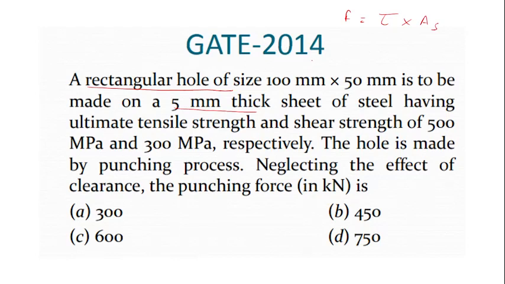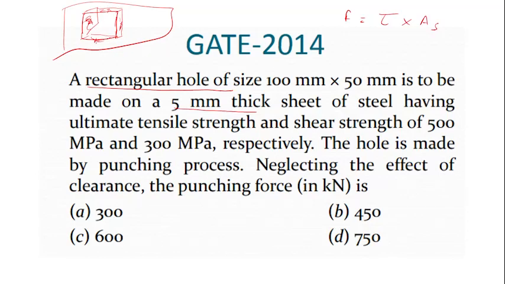So what will be the area of shearing here? Perimeter into thickness. Yes, correct. Your hole is rectangular. So this wall, this wall, and this wall will be the shearing action, right? So you have to calculate the area of these walls. This is your sheet. This is the rectangular hole which is going to be made. So your shearing action will be on this area. So you have to first calculate this area.